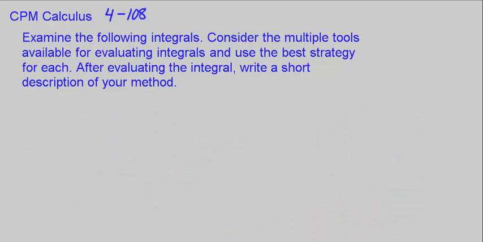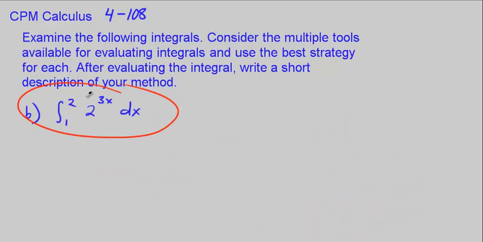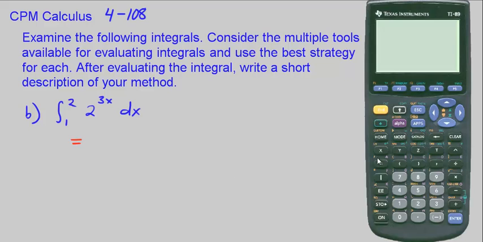All right, for part B. For part B, we have the integral from 1 to 2, so it's a definite integral, of 2 to the power of 3x. So again, right now we don't have a method to do this. We don't have a lot of tools, but actually we can do this. We have our calculator. Our calculator can do the integrals for us. And since it's a definite integral, it will definitely do it for us.